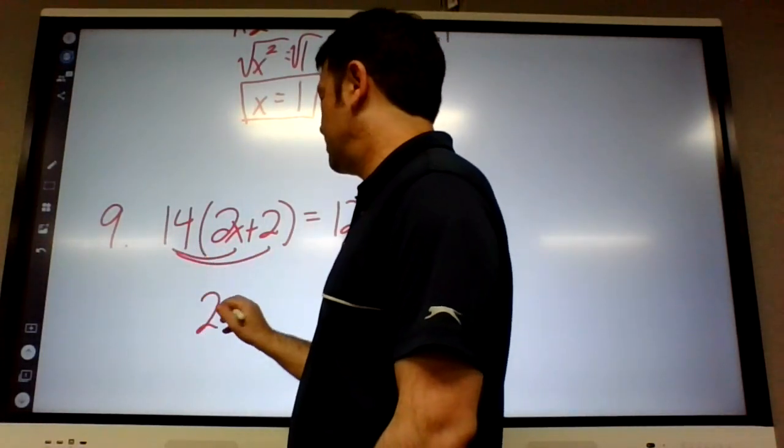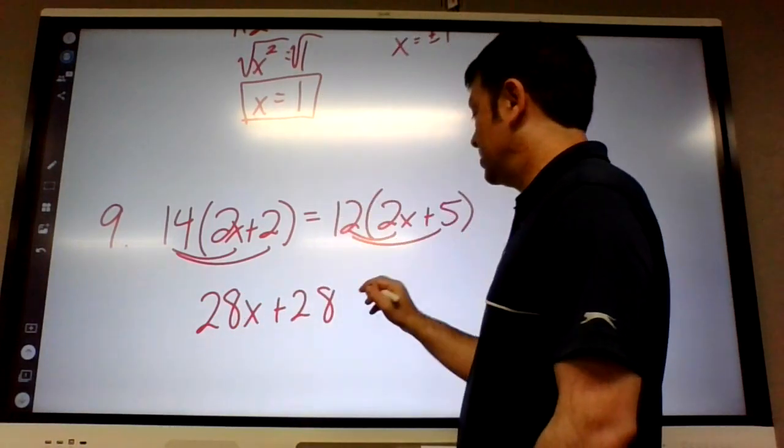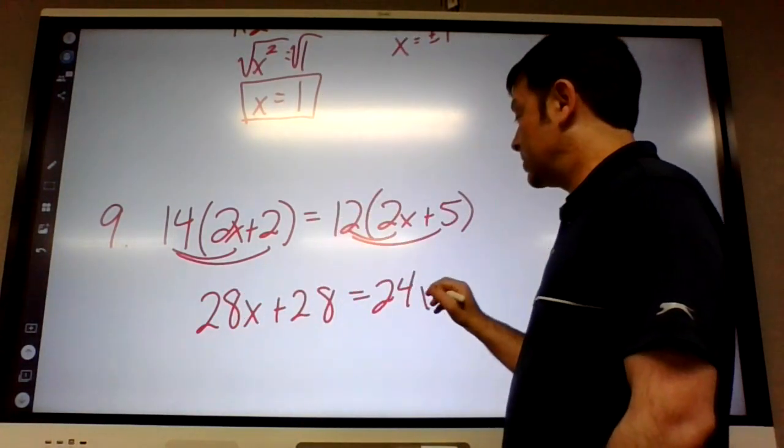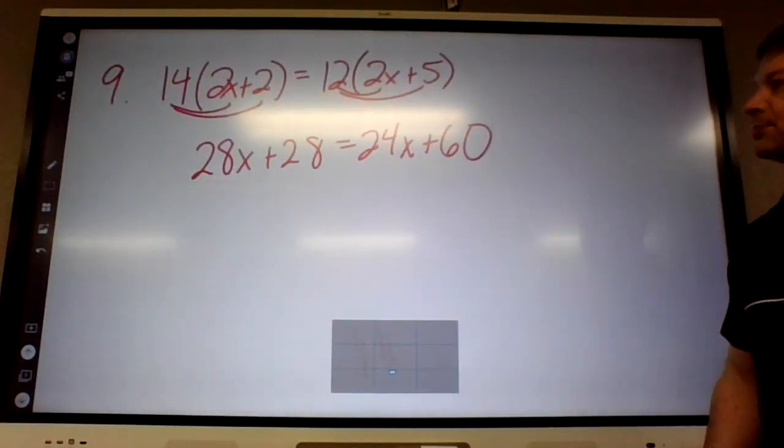All right, so 28x plus 20. So it's double distributed, right? Equals 24x plus 6 there.